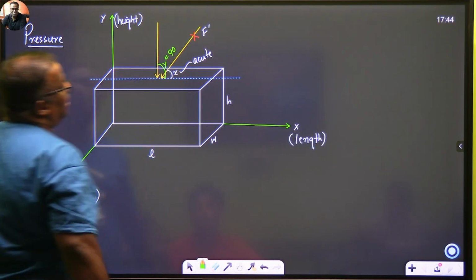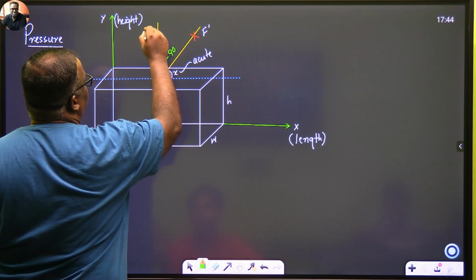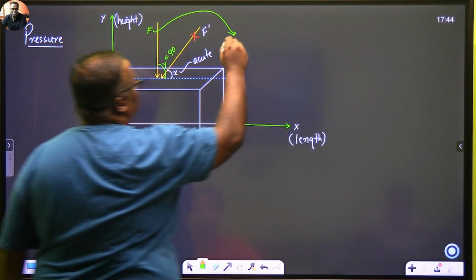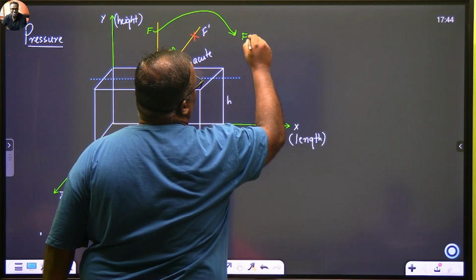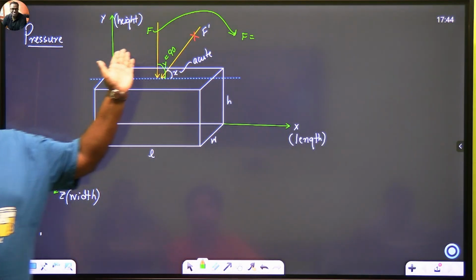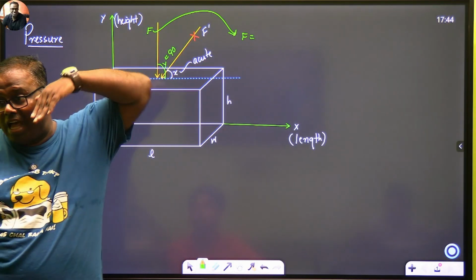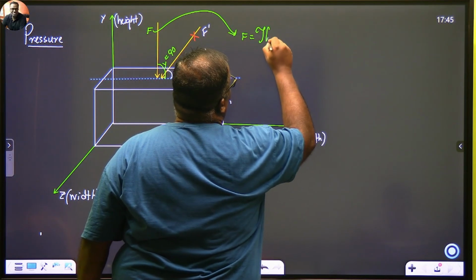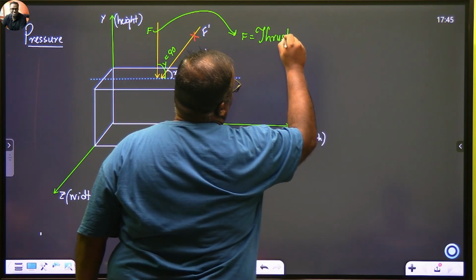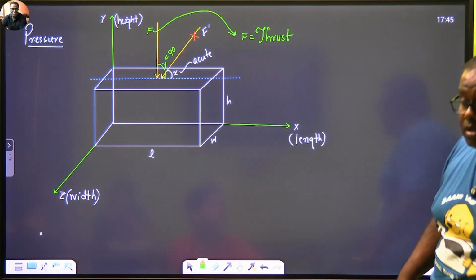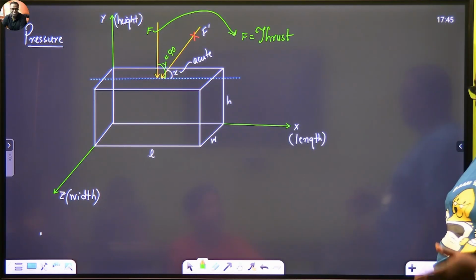Now look at the second yellow arrow that I have drawn, and that is a force F. This force is acting at 90 degrees. It's a special force, and we call this force thrust. So what is thrust? Thrust is the force that acts perpendicular to a surface, and while computing pressure, the force that we consider is always the thrust. Like we say, the thrust of an aeroplane. The thrust gives the aeroplane a vertical lift.